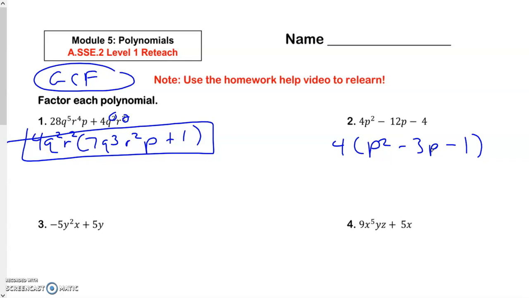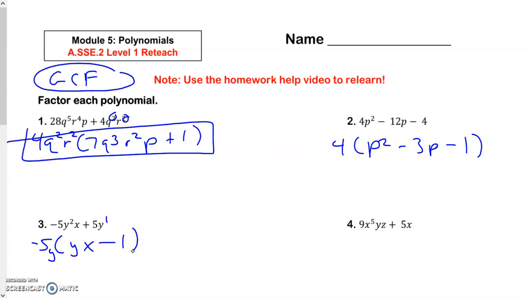Taking a look at the next one. The next one, I'm going to take out a negative 5. And if I take out a negative 5, I'm going to take out a y, because they both have a y, because this one has the smallest exponent. So negative 5 divided by 5 is 1, and 2 minus 1, y is y, x. And then, since I took out a negative, this plus sign becomes a minus, and 5 divided by 5 is a 1, and the 1's cancel out. So there's my answer.